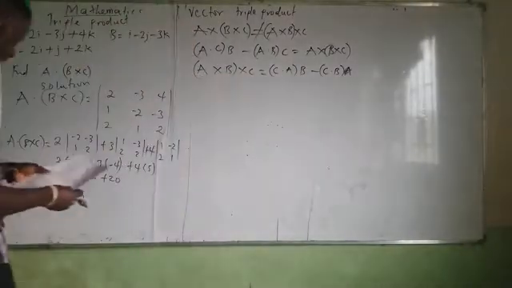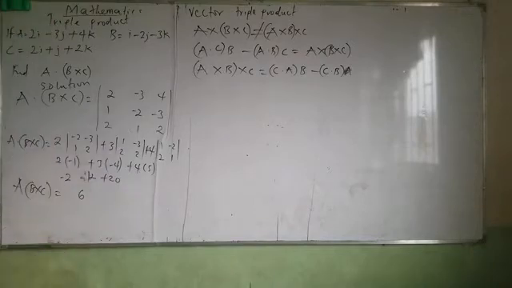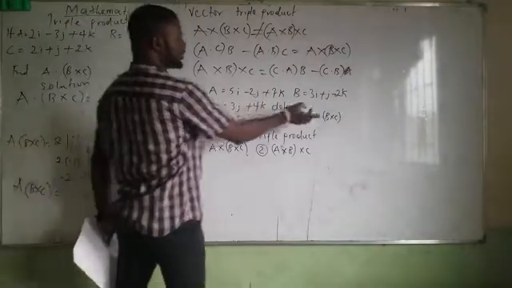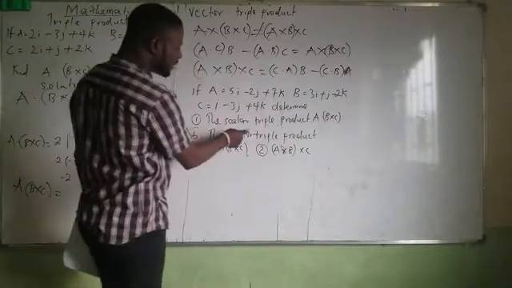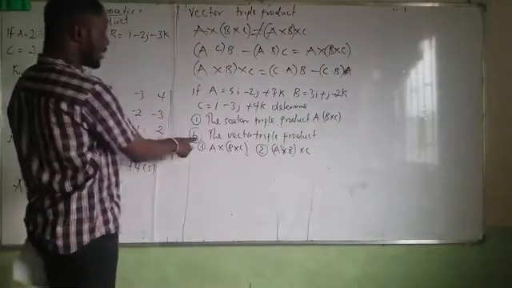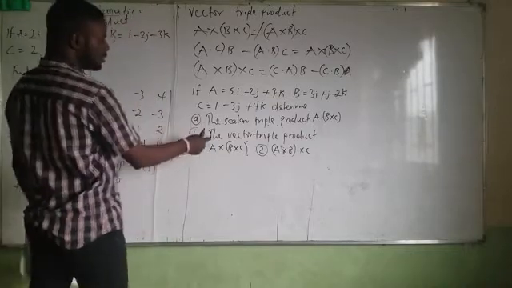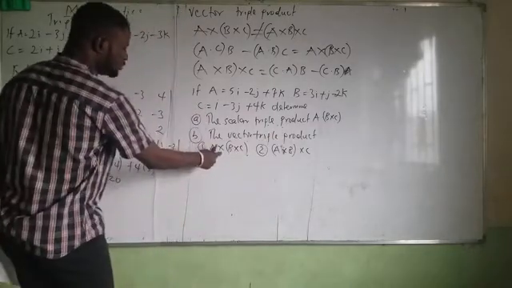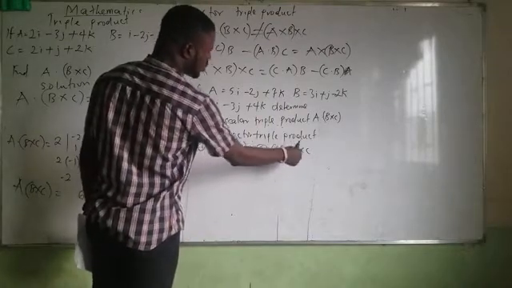Now, for instance, if somebody gives us a problem to solve, look at this question. If A equals this, B equals this, and C equals this, determine, number 1, the scalar triple product A dot (B cross C), and number 2, the vector triple product A cross (B cross C) and (A cross B) cross C.